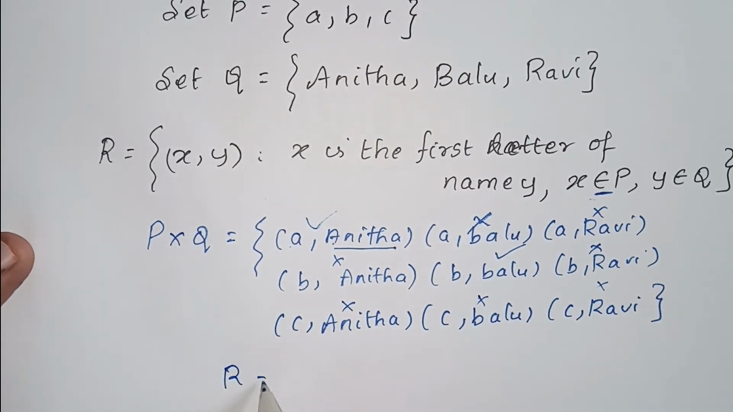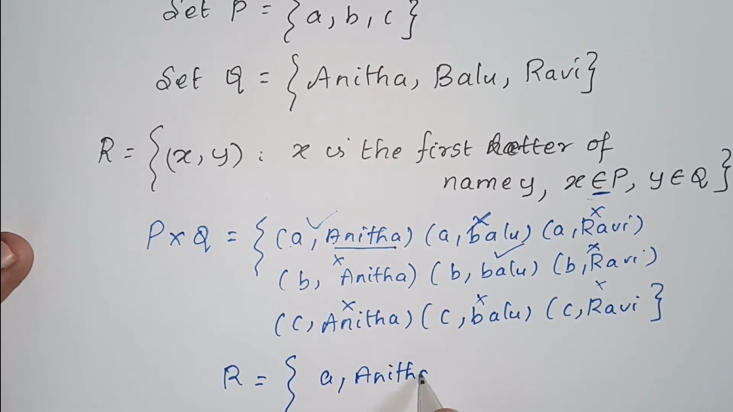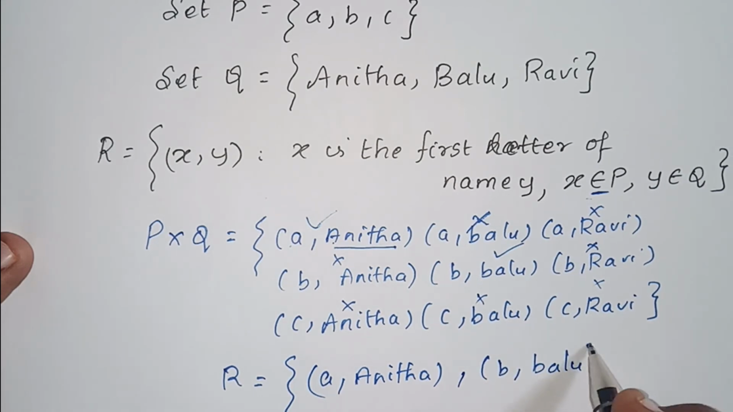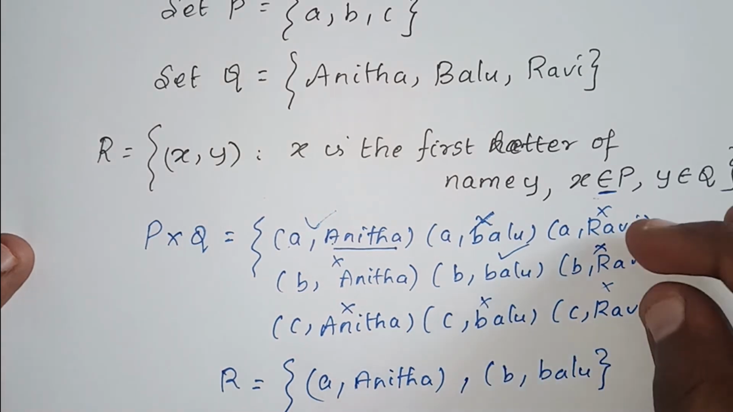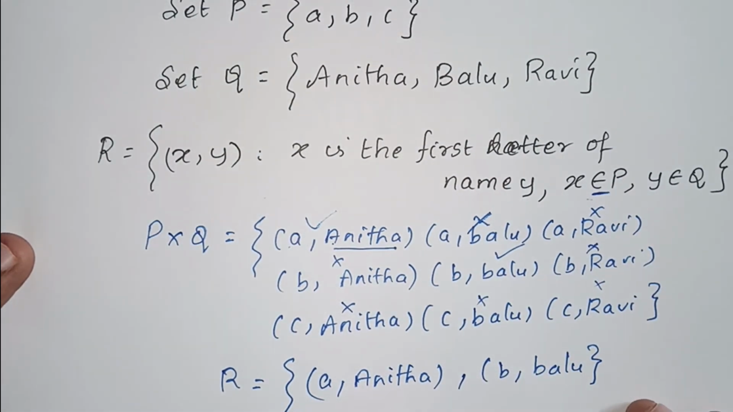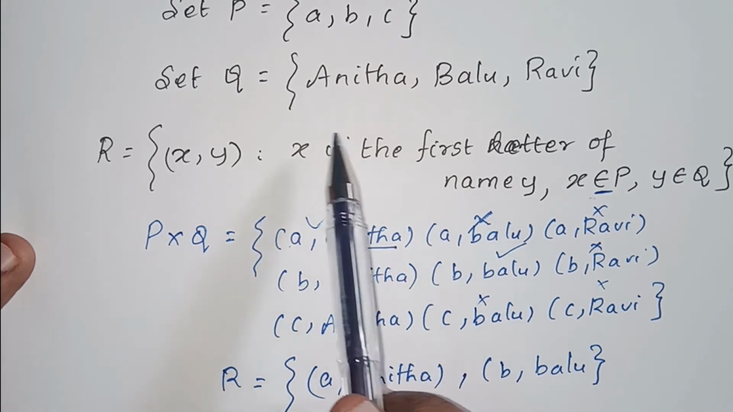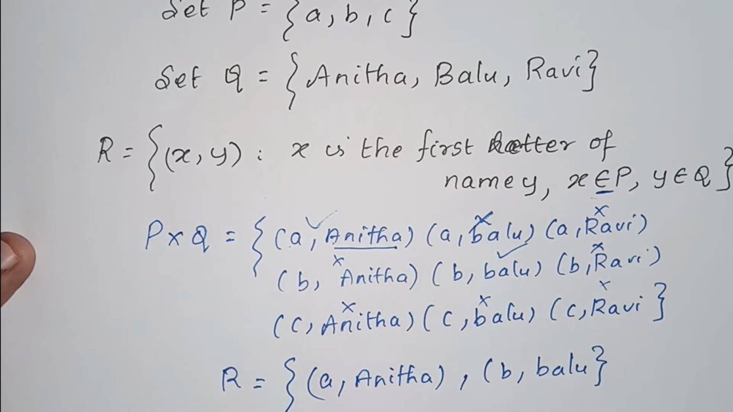So a relation is nothing but a set of A comma Anita and B comma Balu. Okay, so we took some pairs in the Cartesian product, that is the relation. This set satisfied the given relation: X is the first letter of name Y.